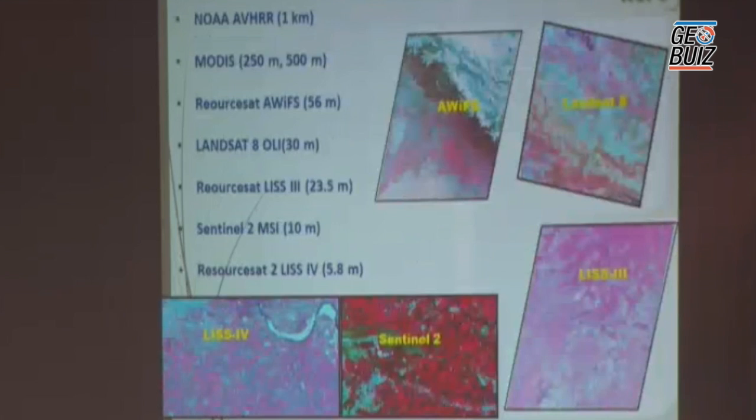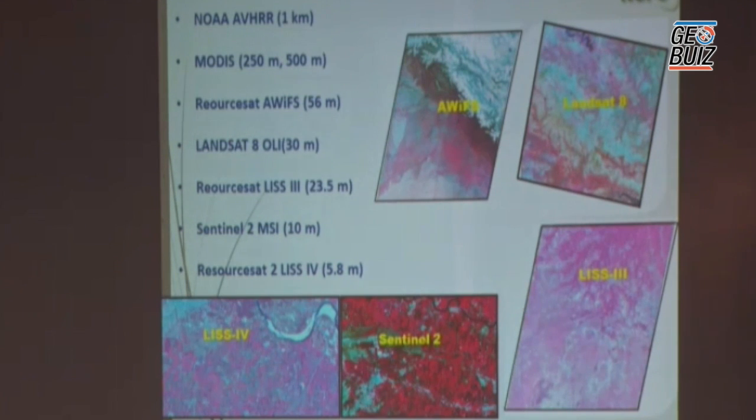So we use a large number of multispectral data, and as I mentioned, we will not be touching microwave data here. Multispectral data starting from 1 kilometer NOAA AVHRR, MODIS 250 meter and/or 500 meter, ResourceSat AWiFS, Landsat 8 OLI 30 meter data, ResourceSat-2 LISS-III 23.5 meter data. Recently we have started using Sentinel-2 MSI data at 10 meter and ResourceSat-2 LISS-IV data.